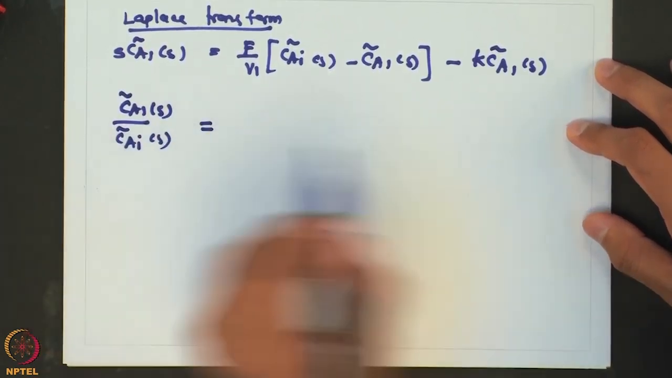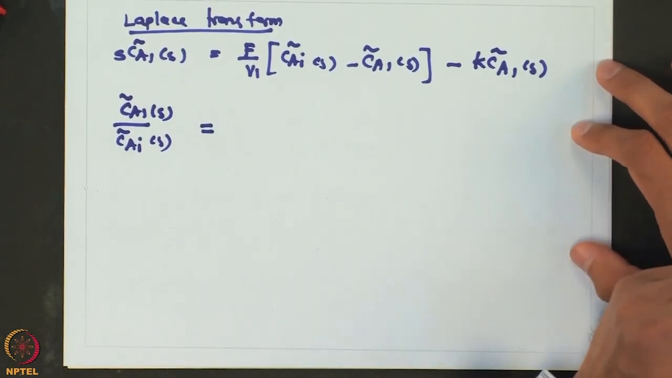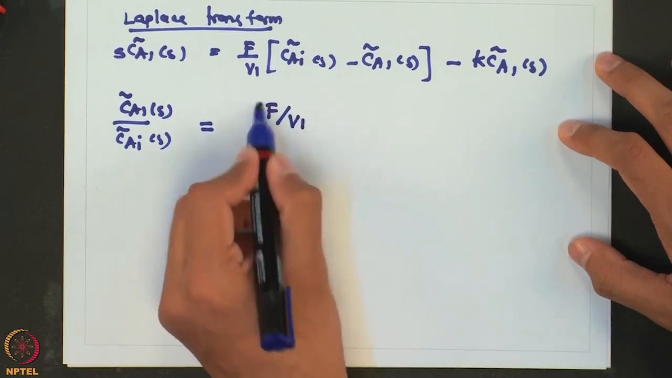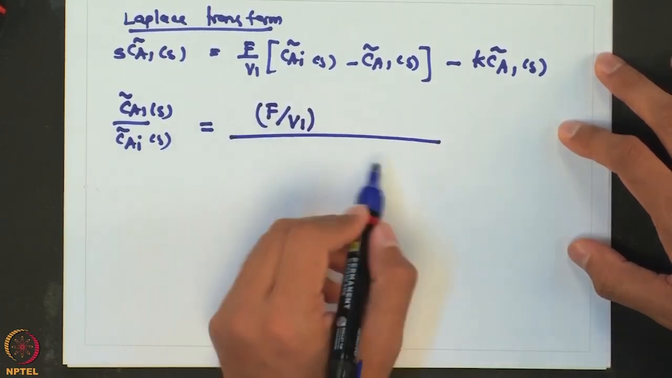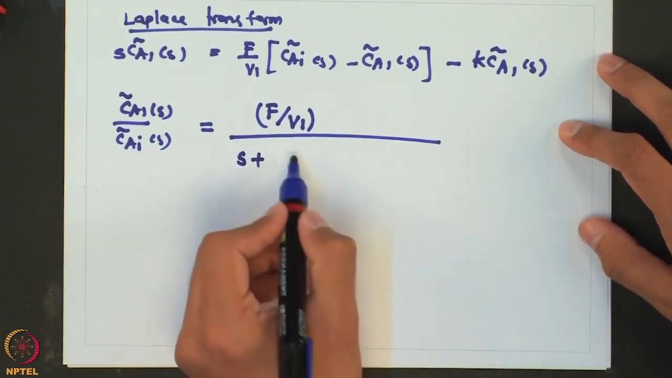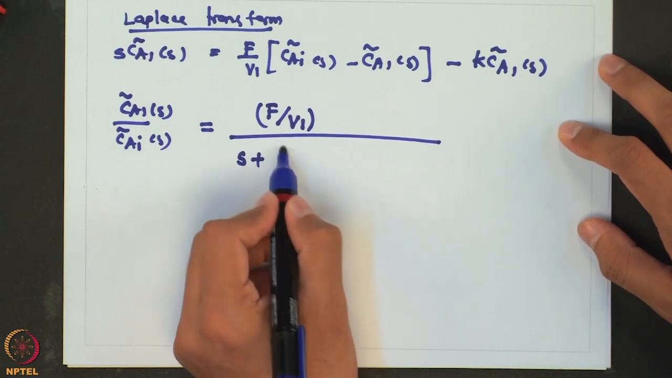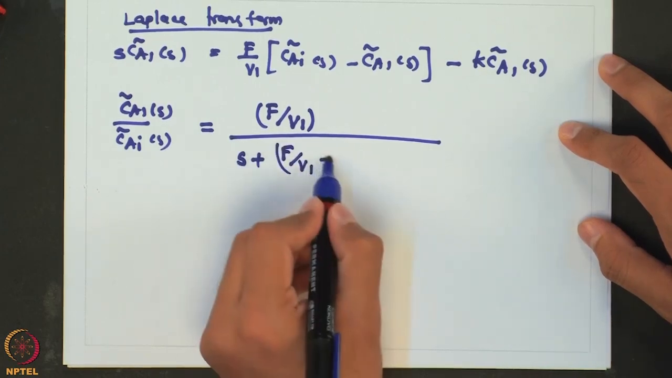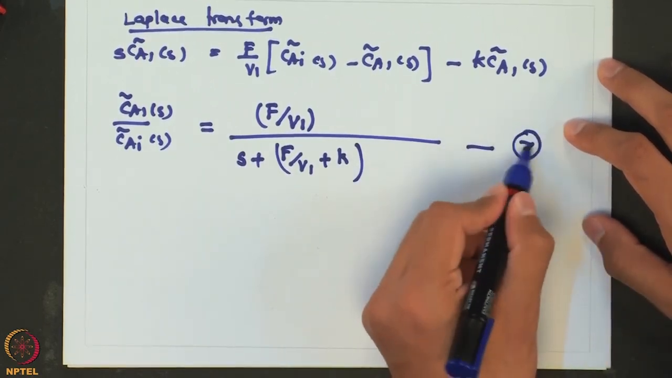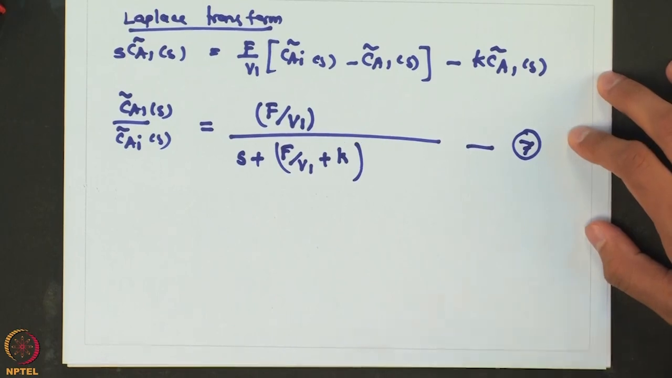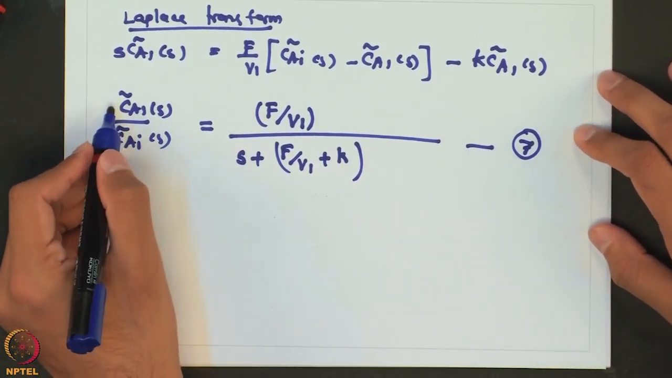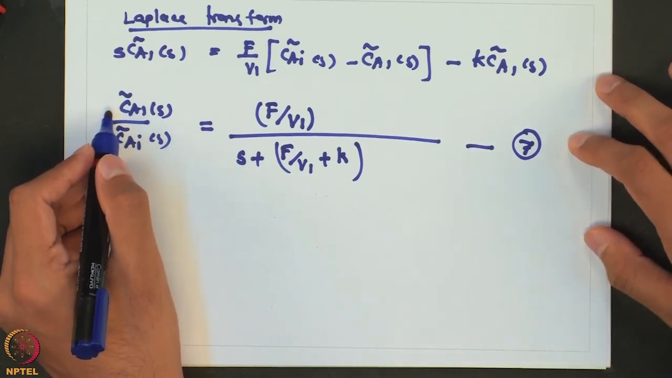So, we will write a transfer function for the first CSTR, which will come out to be F over V1 divided by S plus F over V1 plus K. Let us call it equation 7. So, this is the transfer function between changes in the inlet concentration to changes in the first CSTR concentration.